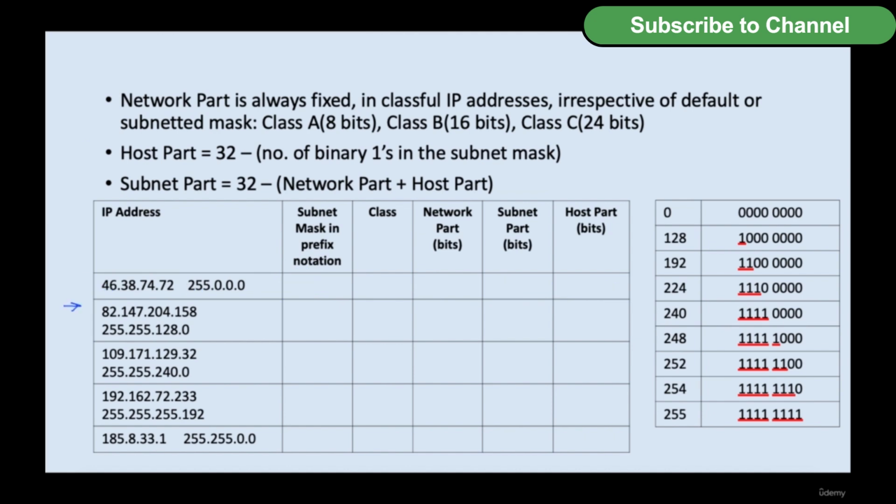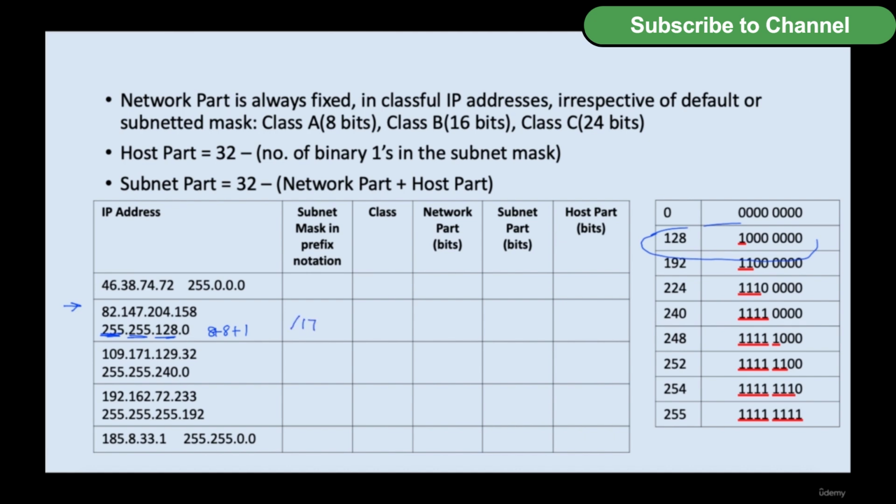Next question is 82.147.204.158 and its subnet mask is 255.255.128.0. Its subnet mask in prefix notation will be this 255 means 8 binary ones, this 255 means 8 binary ones, and this 128 means 1 binary one. How do I know it? Because from this table I know this is 1 binary one. So 8 plus 8, 16 and 1 more, so it made 17 total.